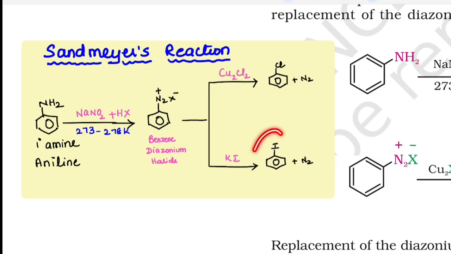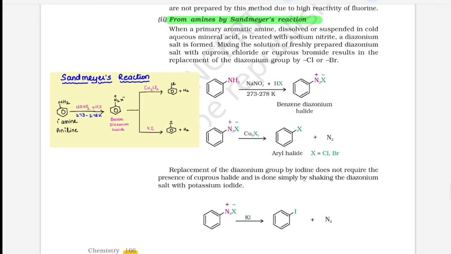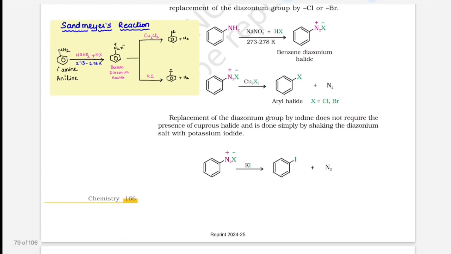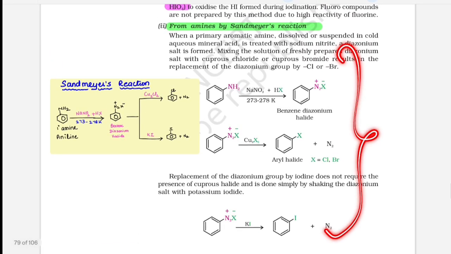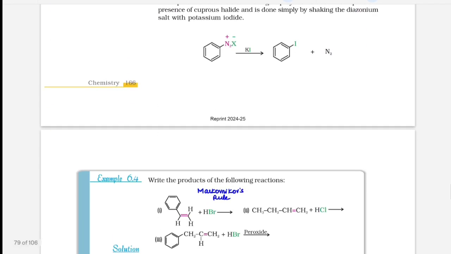If you want iodine to be attached, you have to treat benzene diazonium salt with potassium iodide. Then this iodine will get attached here, so you will get iodobenzene as the product. So this is Sandmeyer's reaction. You can see here what is given. You can go through it once. Everything is given here in condensed form, so revise this several times.